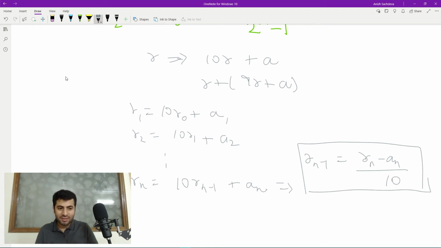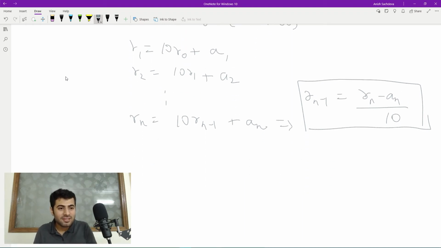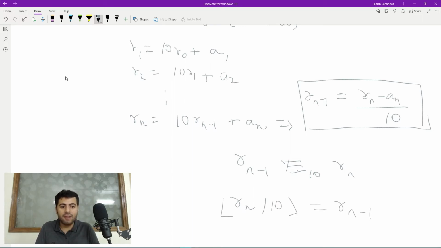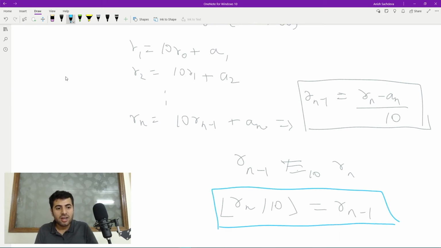Okay, problem solved. Now we can further reduce this as well. When we perform this division by 10 operation in any programming language, C, C++, it will automatically reduce it to a floor integer constant. So this relation can actually also be written that rn minus 1 is equivalent modulo 10 to rn. That's like saying your new value rn divided by 10, floor, should be equal to rn minus 1. And this is our final condition that we have to check.